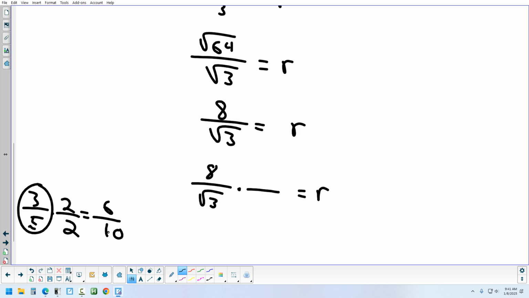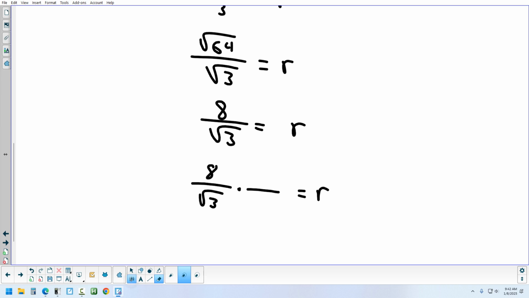Does anybody know what we're going to multiply top and bottom by? Yeah? Would you multiply by 3 so you can get the denominator to a nice square? Not quite. If you multiply by 3, you'd have this.